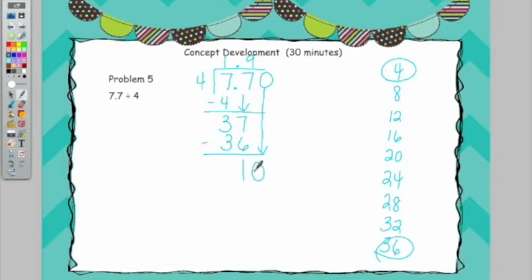Yeah. So, which multiple of 4, Fernando, is closest to 10 without going over? 8. 4 times what equals 8? 2. 10 minus 8 equals? 2. You getting this? Yeah. Okay. Now what do I do? Because I don't want a remainder, Halen.